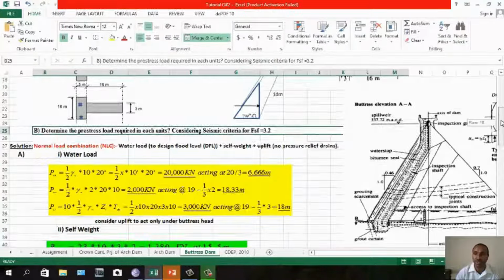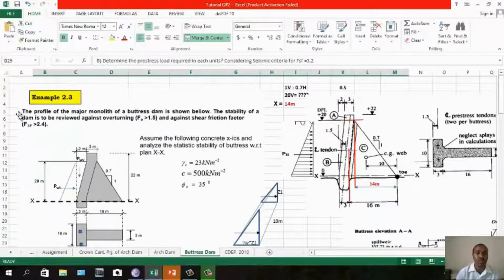Let us proceed to the Buttress dam example. This is example 2.3. The profile of the major monolith of the Buttress dam is shown below. The stability of the dam is to be reviewed against overturning, where the factor of safety must be more than 1.5, and against shear friction, where the factor must be more than 2.4.